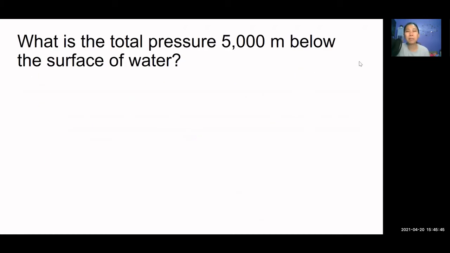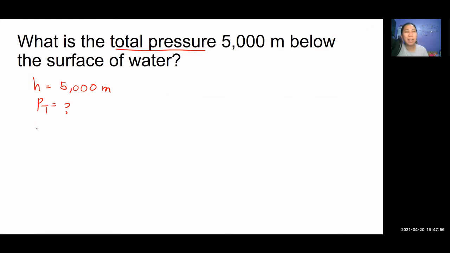What is the total pressure 5,000 meters below the surface of water? Identify natin yung mga given dito sa ating problem. So meron tayo ditong height ng liquid column na 5,000 meters. Ang tinatanong sa atin is the total pressure. So, since tinatanong ang total pressure, ibig sabihin, kailangan natin itong i-compute muna yung liquid pressure and then i-add natin yun doon sa ating atmospheric pressure.